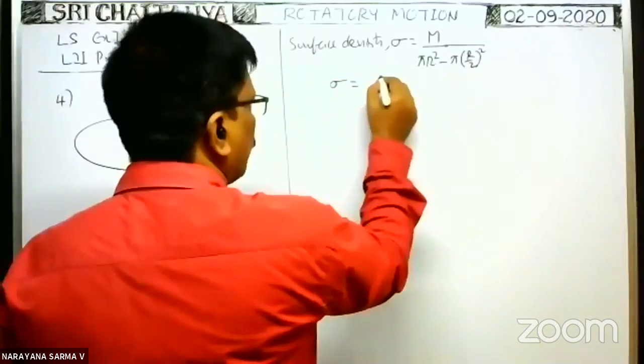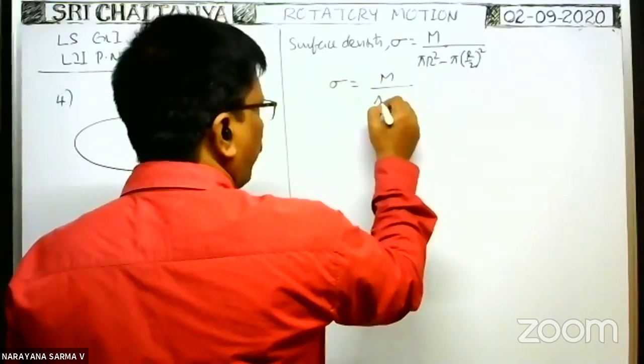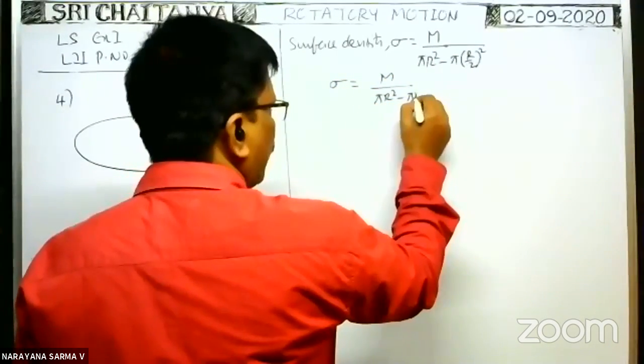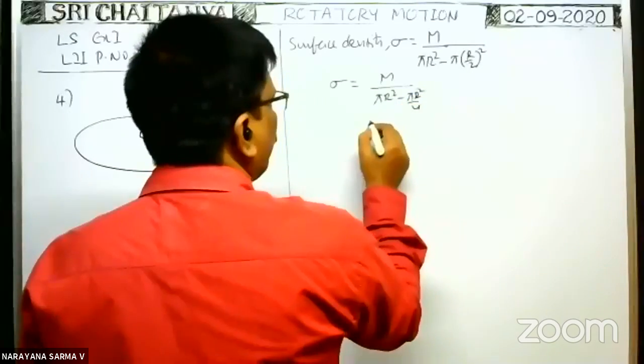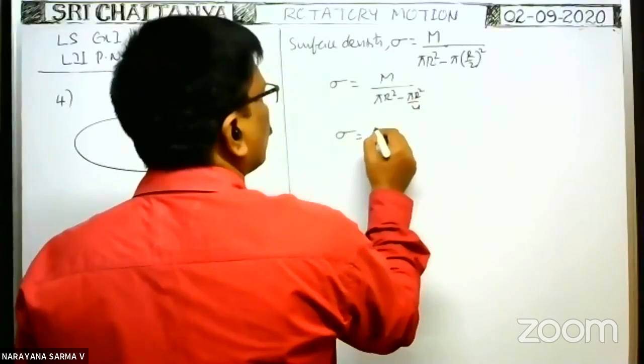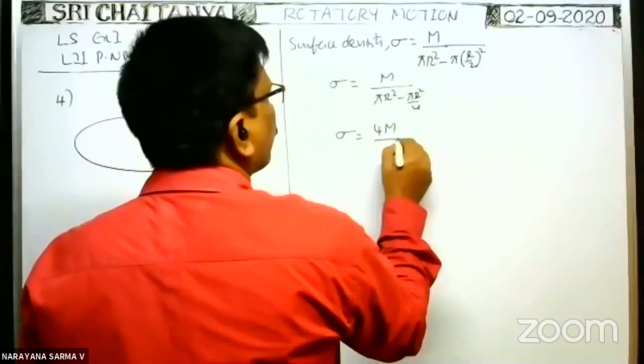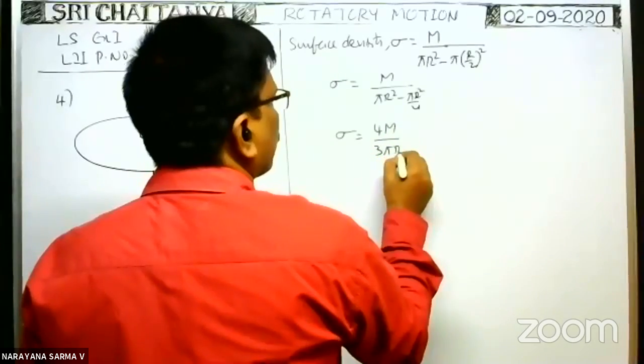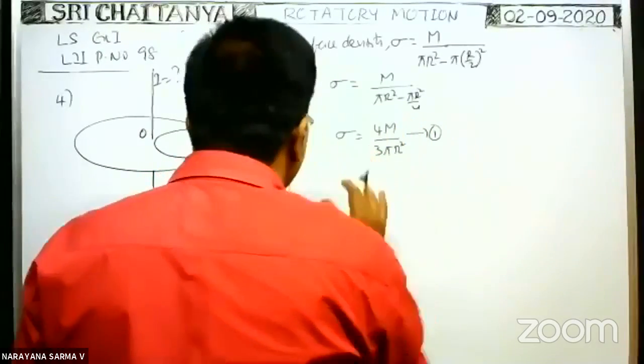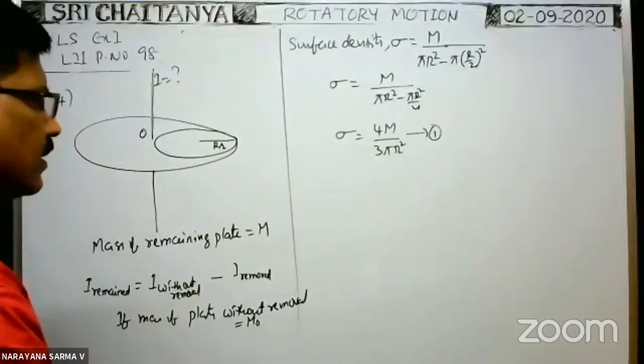So sigma is equal to m by pi r square minus pi r square by 4. Therefore, you will get sigma is equal to 4m by 3 pi r square. This is equation 1. It is the mass per unit area. That is the surface density.